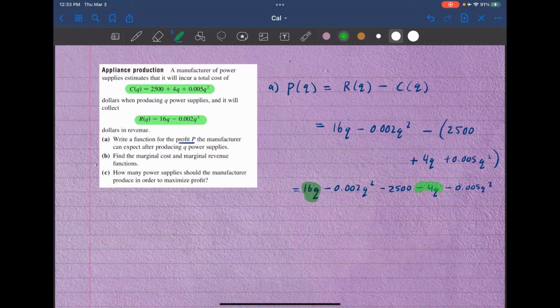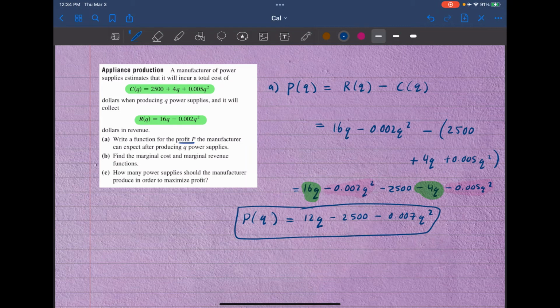Now by looking at like terms, we can combine them. 16Q and negative 4Q, these are like terms. That gives us 12Q. And negative 2500 doesn't have like terms, so we can keep it as it is. And the last like terms we have are these guys. So if I combine them, negative 0.002 minus 0.005, that's negative 0.007 Q squared. So that is our profit function.